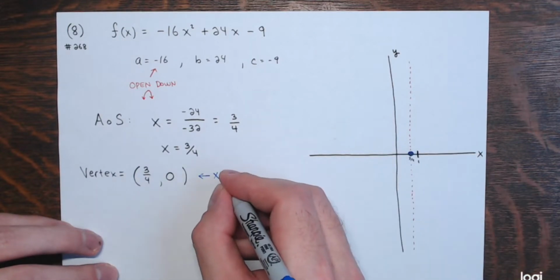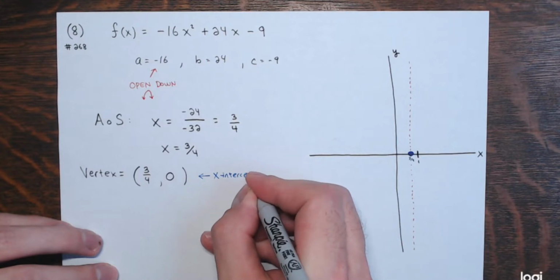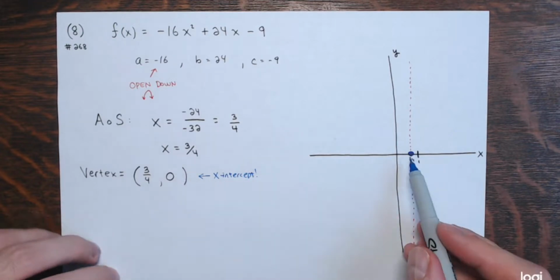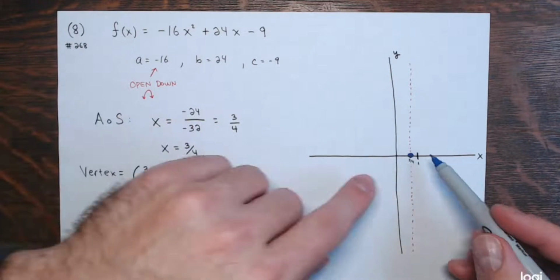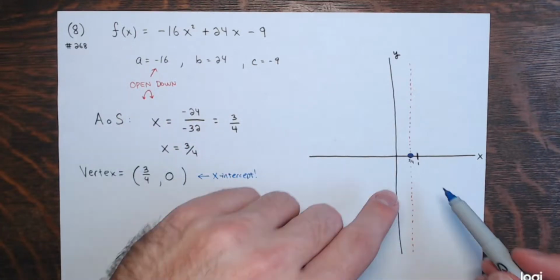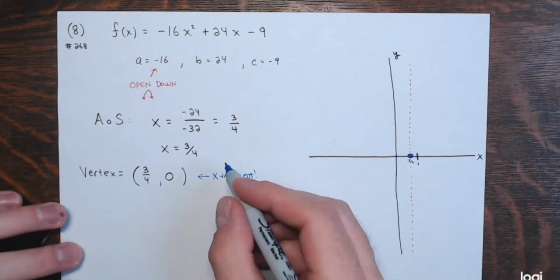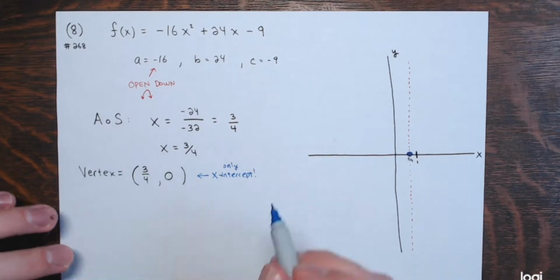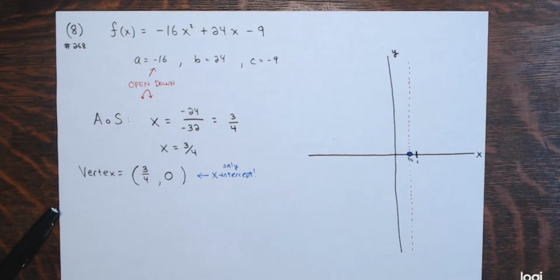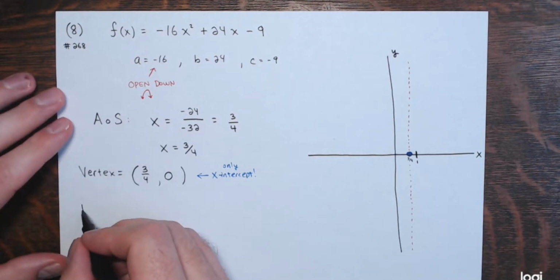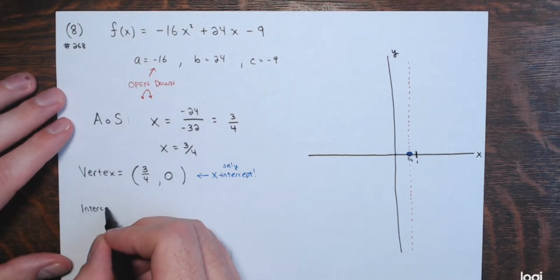Right, and that's going to be the only x-intercept. Because if that's the vertex and it's opening down, right, all the other points are below that. So there aren't any other points on the x-axis at all. That's the only point on the x-axis, right? Only x-intercept. Great, so I don't need to bother finding x-intercepts. But I will find the y-intercept. We don't have that yet.